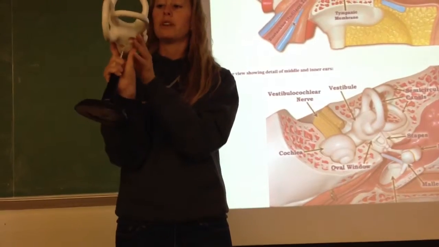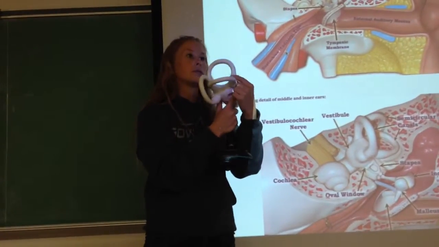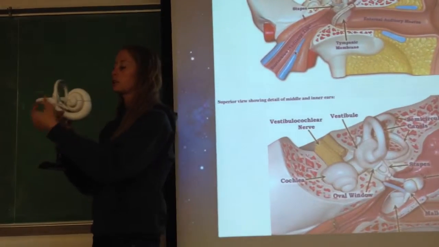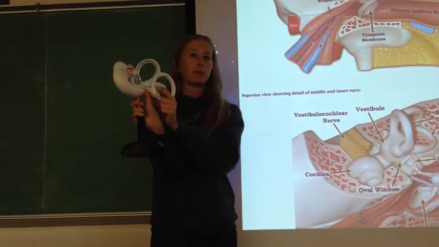Okay, now ampulla, it's another new structure. On each of the semicircular canals, you'll see that there's a small bulge kind of towards the base, okay? And there's one more right here. That bulge is the ampulla.